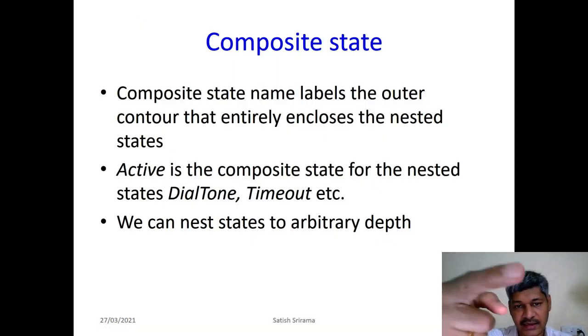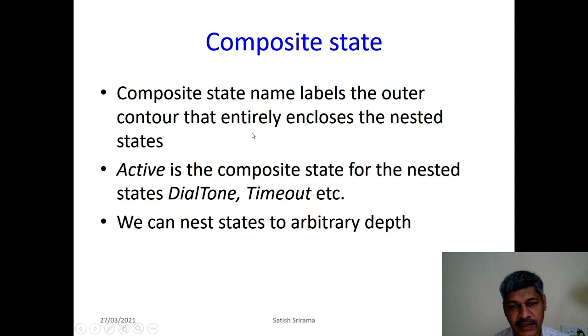The active state in the earlier example is called the composite state. The composite state name labels the outer contour that entirely encloses the nested states. So in the earlier example, active is the composite state for the nested states dialtone, timeout, and all the other states in that particular technique.